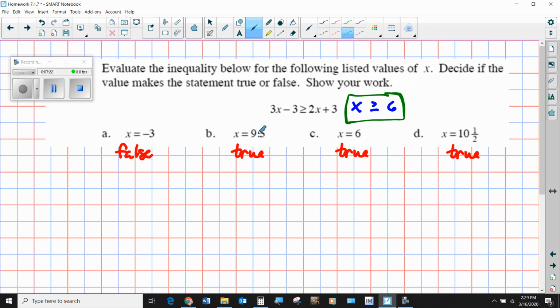So B is going to work because 9.5 is greater than 6. C will work since it can be equal to 6. And then D will work because 10.5 is greater than 6. But -3 can't work. That is actually less than 6, not greater.